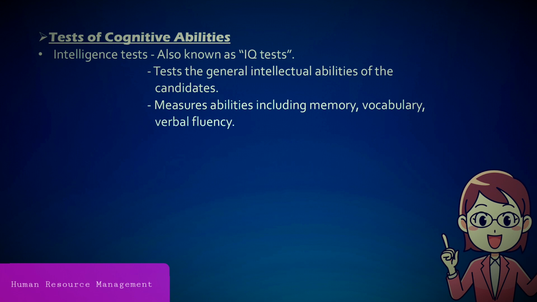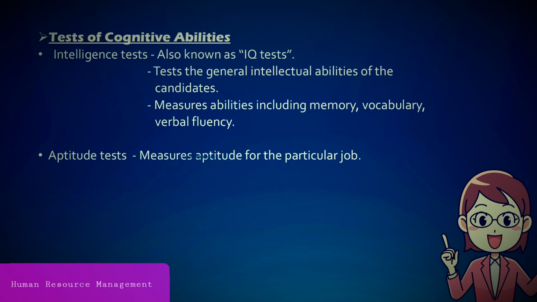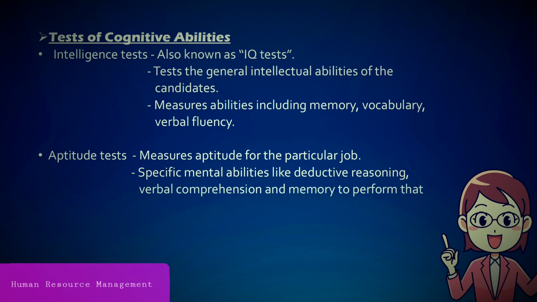The second type is the aptitude test. This measures the aptitude for that particular job. And also here, specific mental abilities like deductive reasoning, verbal comprehension, and memory to perform that particular job are measured.